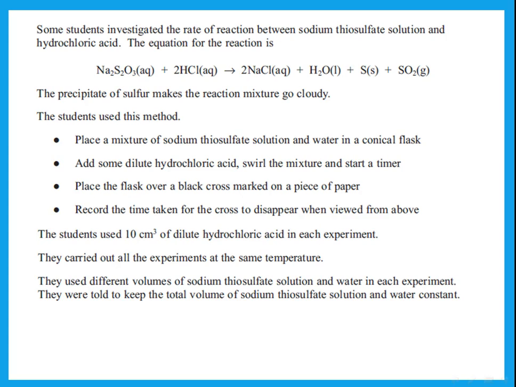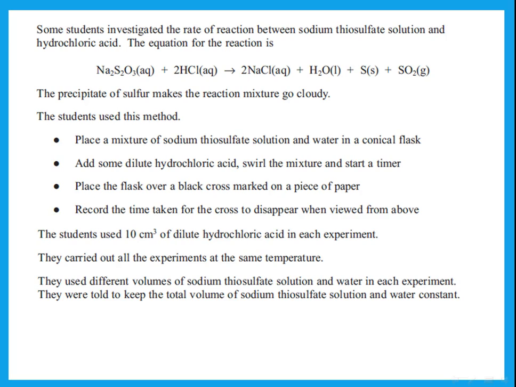Okay, this is another experiment. Some students investigated the rate of reaction between sodium thiosulfate and hydrochloric acid. The precipitate of sulfur makes the reaction mixture go cloudy. Remember that this was the experiment that we talked about when we were talking about a reaction that gives a precipitate. We said if I put sodium thiosulfate with an acid, it gives sulfur, and sulfur is a yellow solid. So the reaction becomes cloudy.